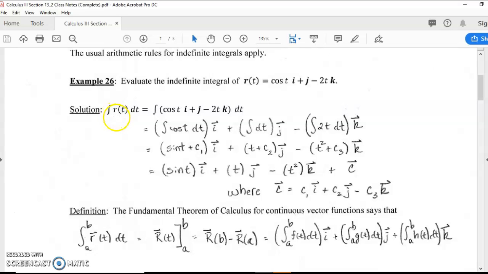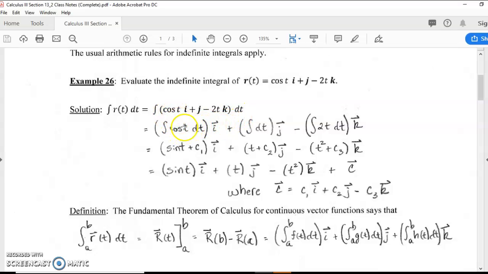The indefinite integral of r of t, that should be bold, right? Because it's a vector valued function. Anyways, you can see that here. It's cosine of t in the i direction plus 1 in the j direction minus 2t in the k direction, dt. So you just integrate each piece separately.